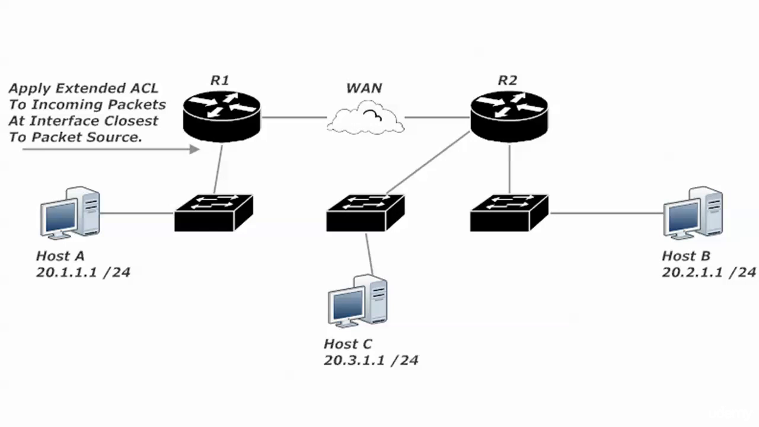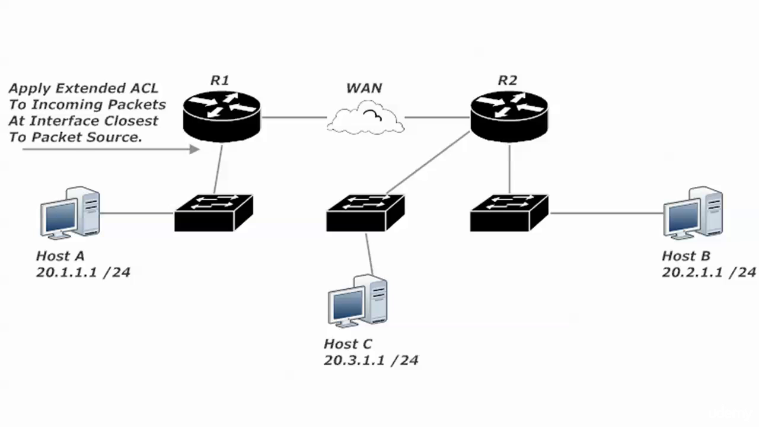Because when it comes to our extended ACL, what we want to do with that is stop the traffic as soon as we possibly can. Because in this particular scenario, if we don't want packets to get from A to B, there's no reason for packets to be sent across the WAN over to router 2 and then stopped. You know, we want to stop them at router 1. And an extended ACL allows us to do that.